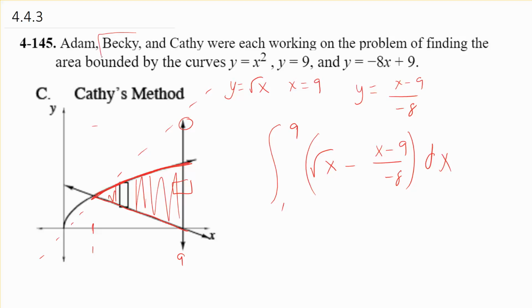That actually looks a lot like Becky's, except for we changed the letters. What does that show us? I think that shows us that we can manipulate equations and find the same values. We could integrate this by hand. Let's put that in our calculator, see if we get the same answer.